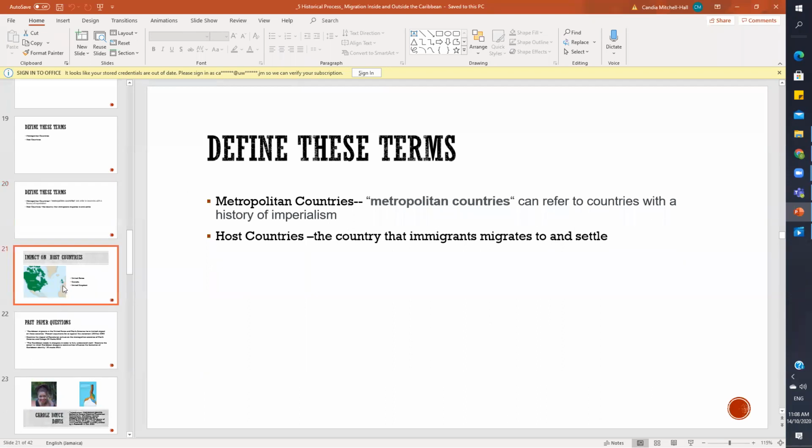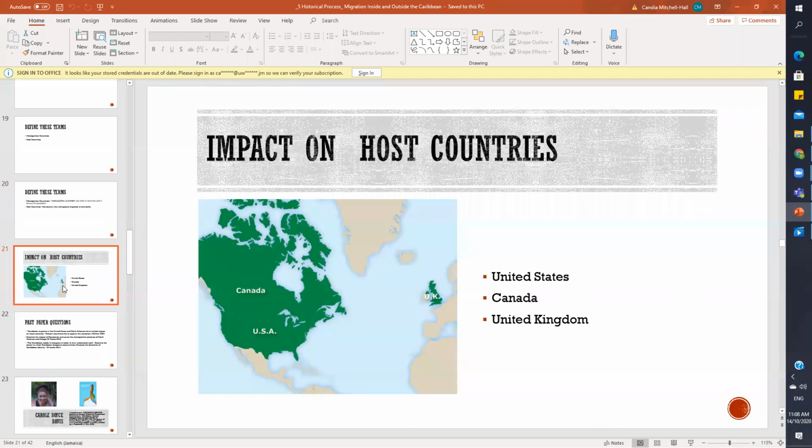Now, one of the things, ladies, is that we looked last class at how, when people migrate from the Caribbean abroad or to different places, it impacts the Caribbean in a negative and a positive way. Give me two positive effects on the Caribbean when it comes to migration. In or out, sir? When we leave the Caribbean.